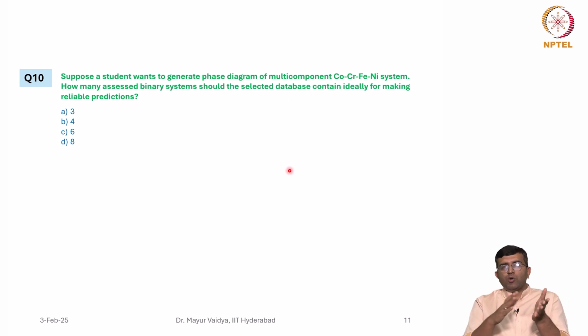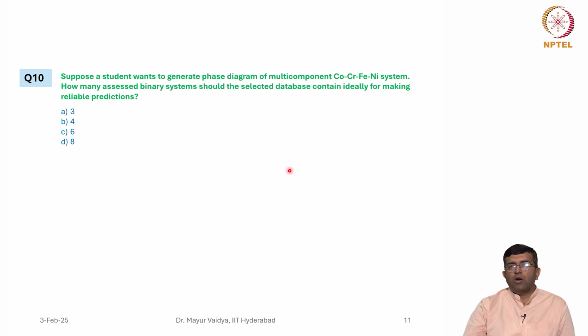Of course, in addition you also need ternary interactions if possible, and unary interactions should also be present. But as far as the binary is concerned, if the thermodynamic assessment of all the binary systems is done, then it is very likely to give a good prediction. So, now it is a question of how many binary systems there are in a 4 component system. Simple combination will tell you that it is 4C2, which is equal to 6. So, the correct option is C here.